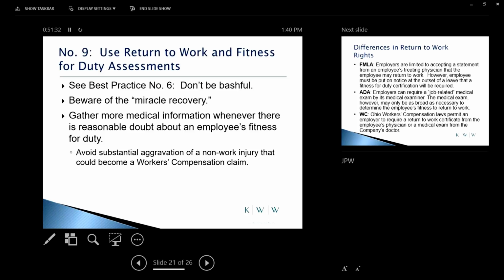Why do you care what the employee's fitness for duty is as they're coming back to work? Well, one reason being, again, avoiding a substantial aggravation of a non-work injury, which will all of a sudden turn it into a workers' comp claim for you. So you're protecting against that, if nothing else.